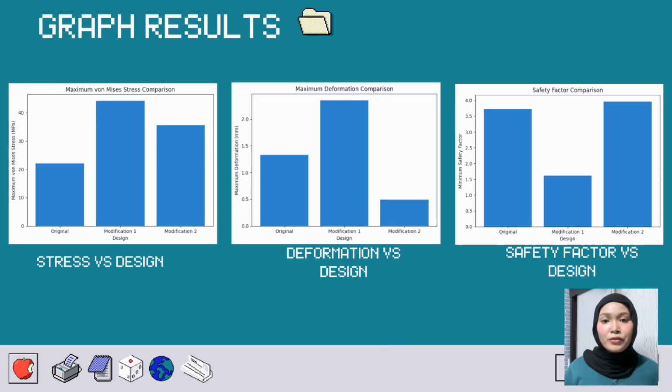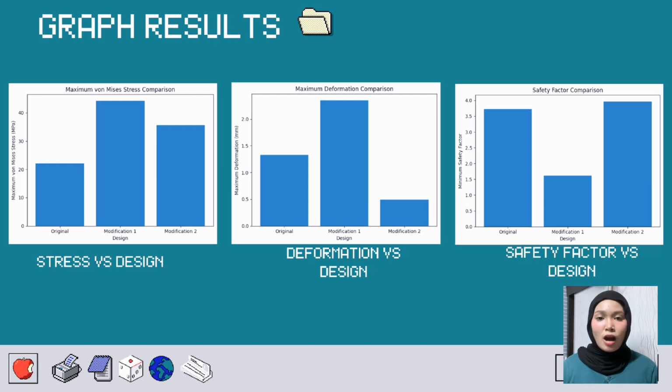Next, for graph result. This graph presents a clearer comparison of the result. For the first graph, we show maximum von Mises stress versus design. Modification 1 has the highest stress, followed by modification 2, while the original design has the lowest stress. This confirms that the thin base plate in modification 1 is unable to distribute load effectively.